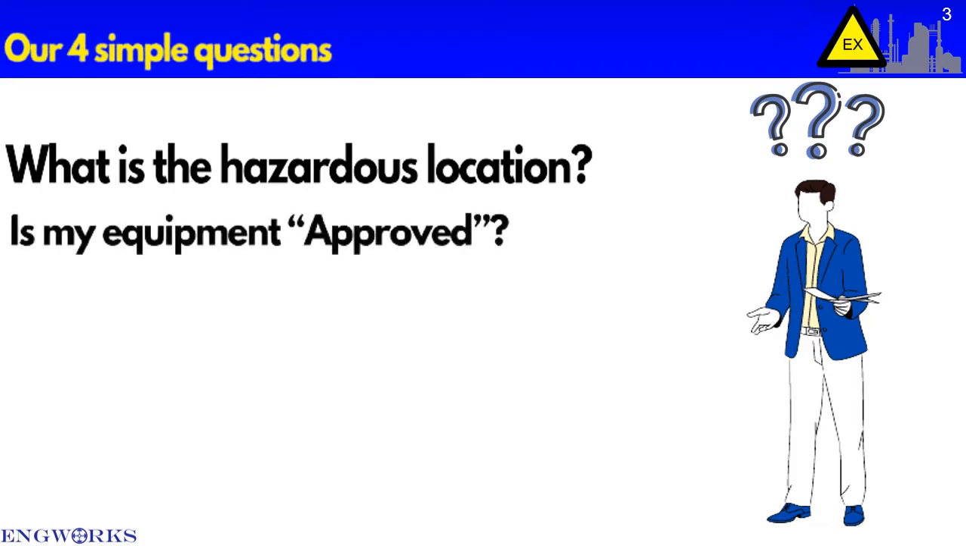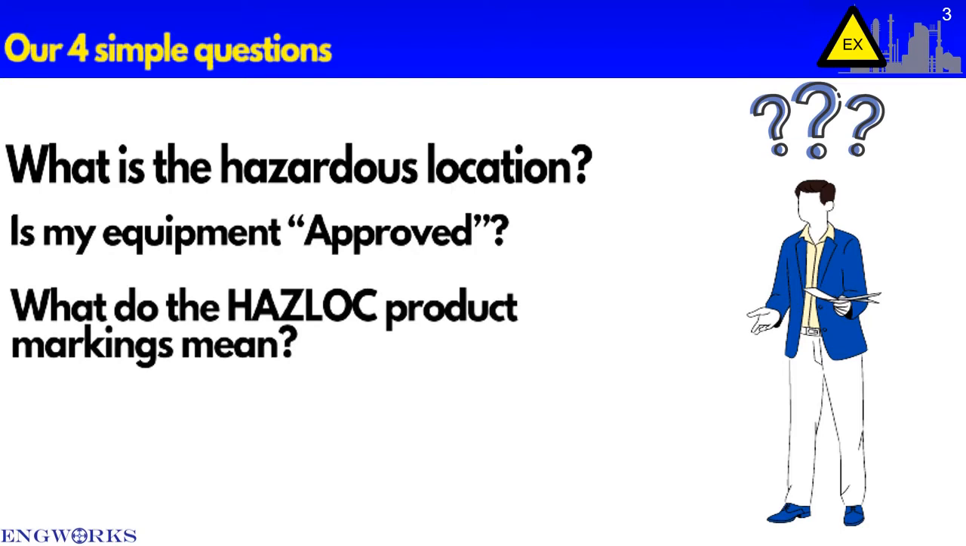The next question is, how can I tell if my equipment is approved for use in a Canadian installation? There are a variety of marks with subtle nuances that tell us if a product is approved. Learning about these product markings will help us make the proper assessment. The third question is, what do the equipment product markings mean? And how do I interpret them?